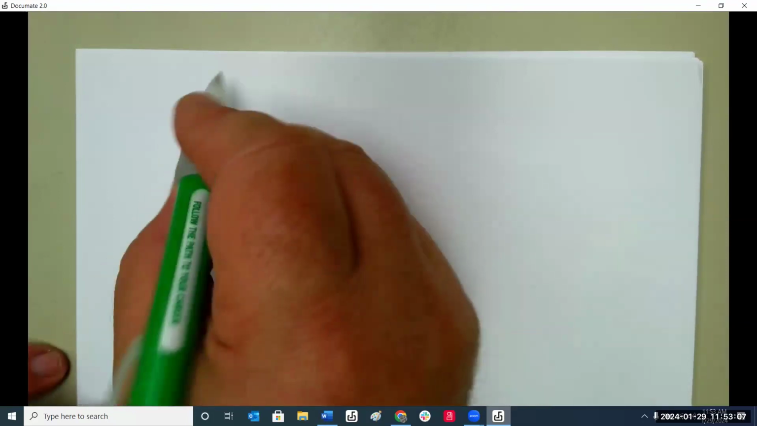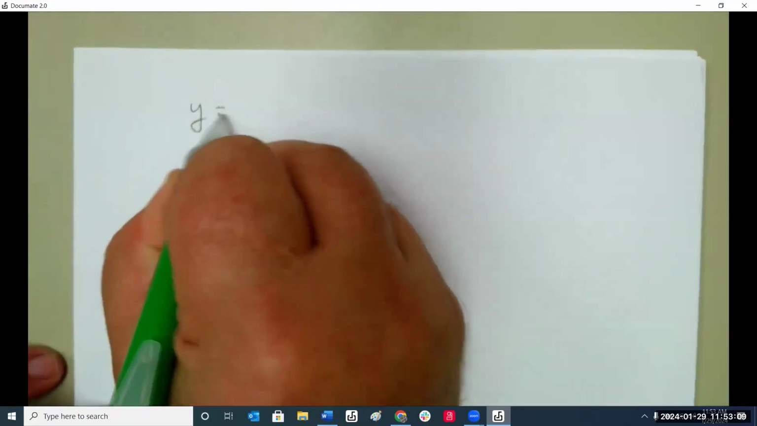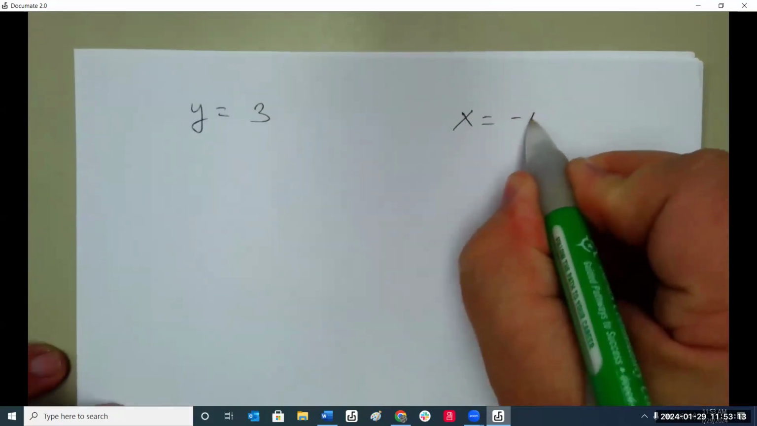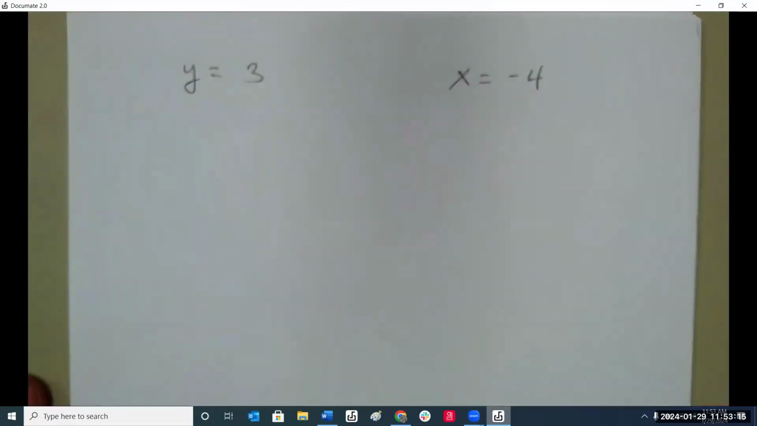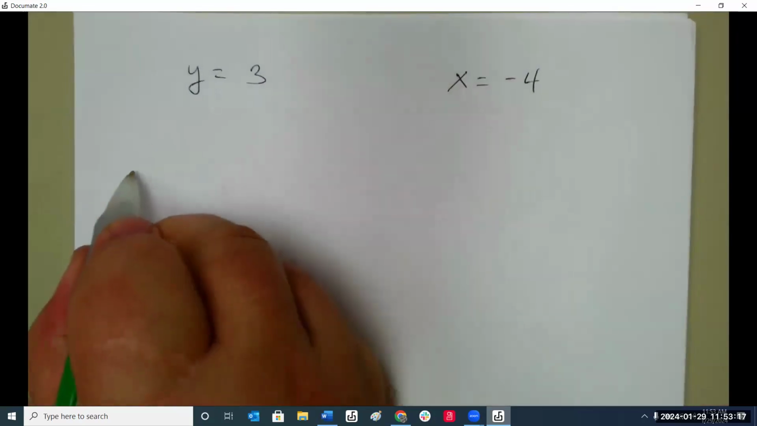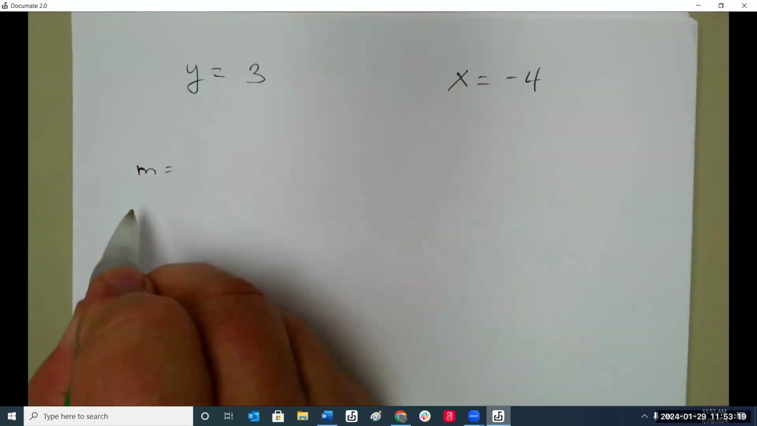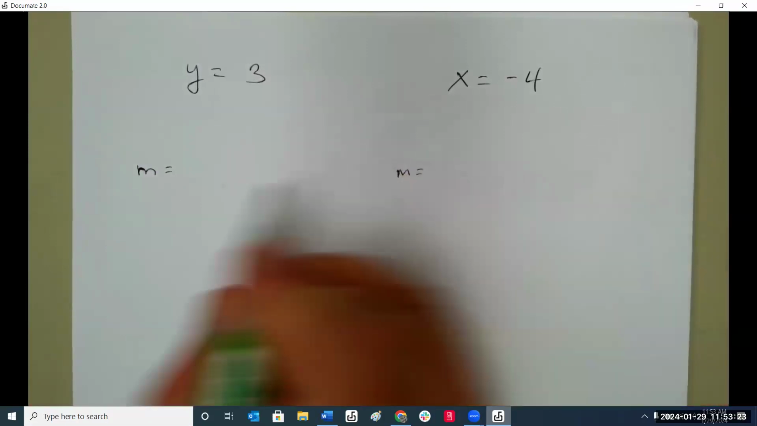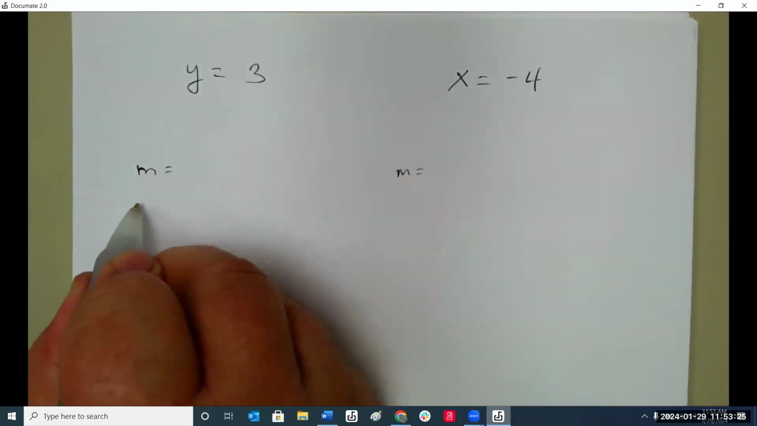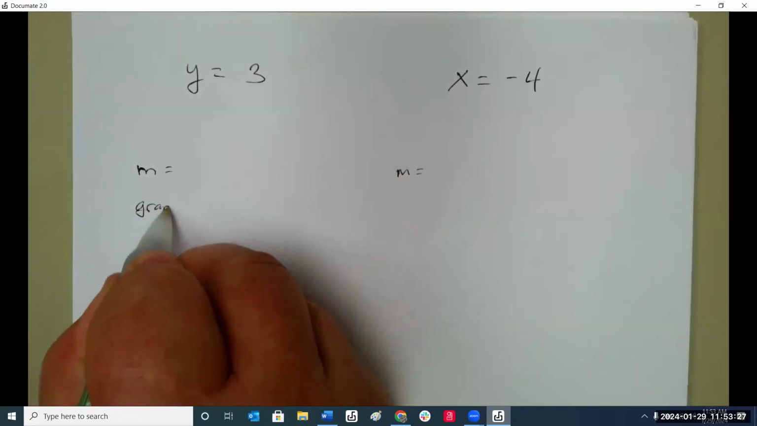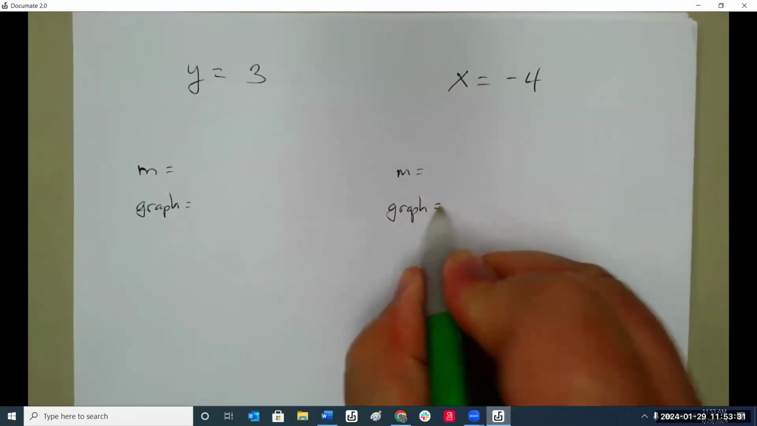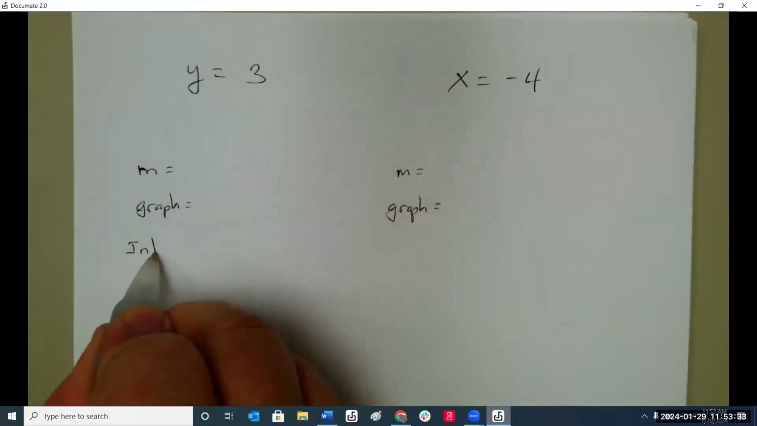Intercepts. Tell me the slope of these equations, the graph of these equations, and the intercepts.